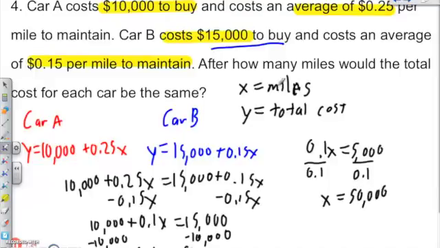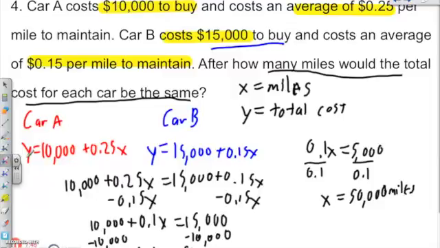Now again, recall what the x represents. X is miles. So this is 50,000 miles. At 50,000 miles, our cost is going to be the same. All right. We were asked how many miles would the total cost for each car be the same. Now, we weren't asked to figure out how much it would cost, but just in case we were, I'll go over real quick how you would figure that out.